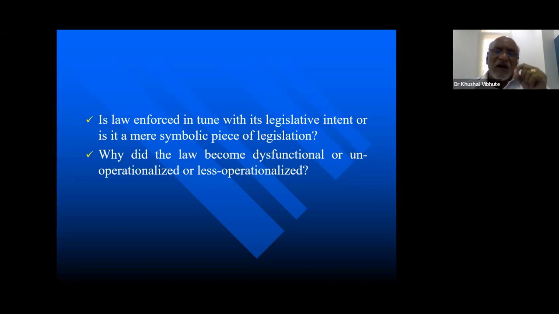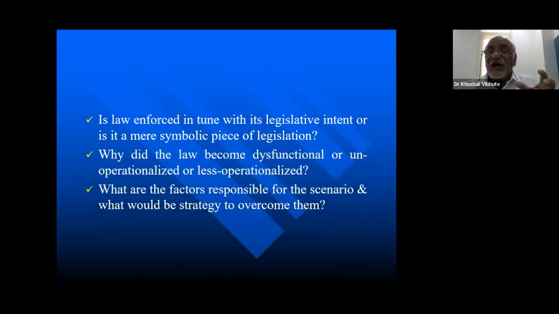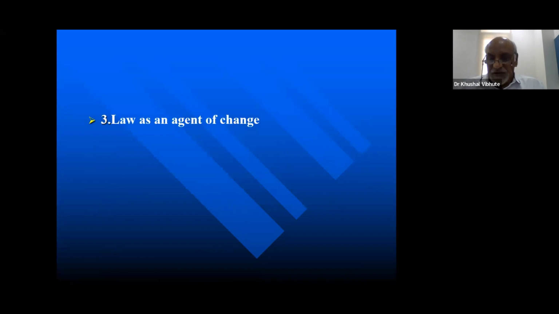Then probably another legal researcher, or you, may try to find out what are the factors responsible for this. What are the situations which are responsible for this kind of scenario, that there is a gap between law and its implementation? And then probably you may suggest strategies to overcome these factors.